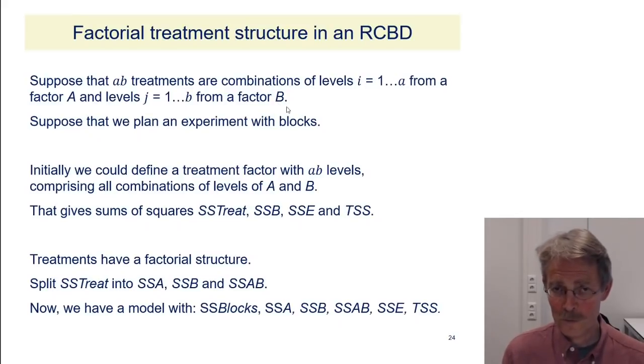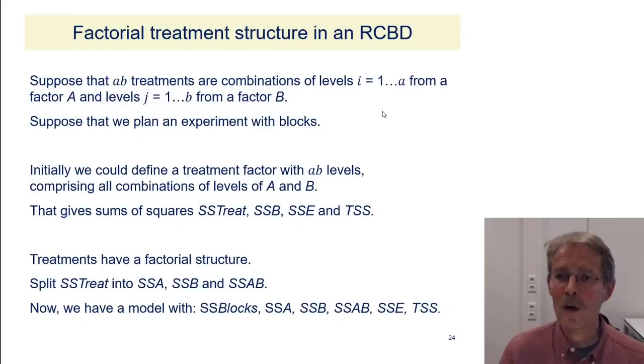So we have two experimental factors and their combinations are the treatments. For the moment, let's simply define one vector with ab levels. So we ignore the structure and we have ab levels.